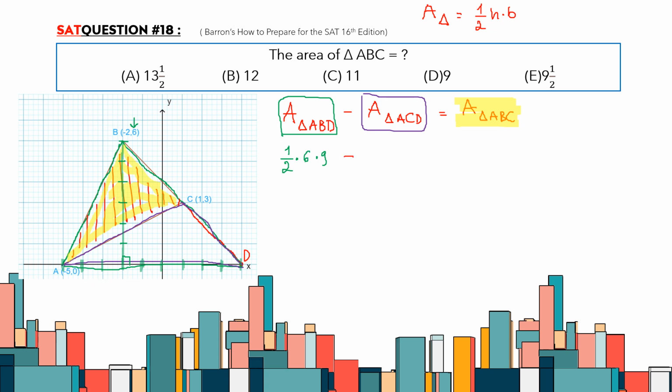Then we subtract the area of the triangle ACD. We have the same base AD, so it's 1/2 multiplied by the base 9. And for the height, we know C is right there, so the height will be 3, the y value of C. Or we can count 1, 2, 3. And this will give us the area of triangle ABC.